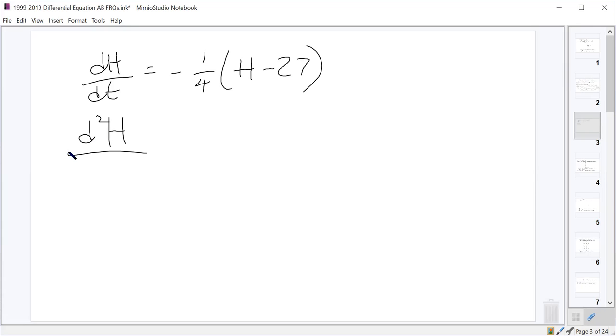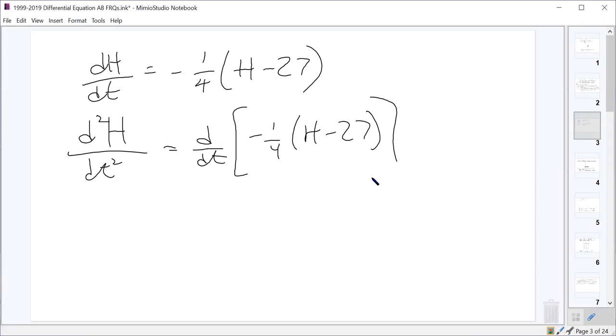So if we're going to take the derivative of this with respect to t, I'm going to write this out. The second derivative of h with respect to t is the derivative with respect to t of negative 1/4 of h minus 27. People at home, are you good with that? People here, you good with that? Okay. The negative 1/4 is just a constant, right? Y'all agree that's just a constant?